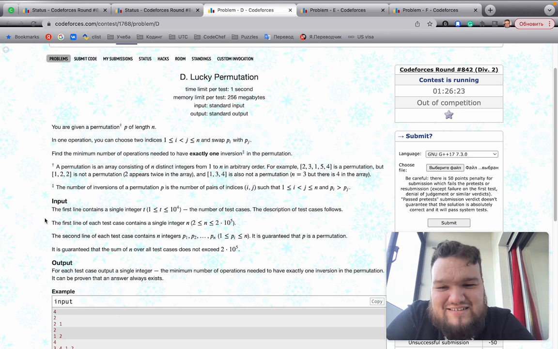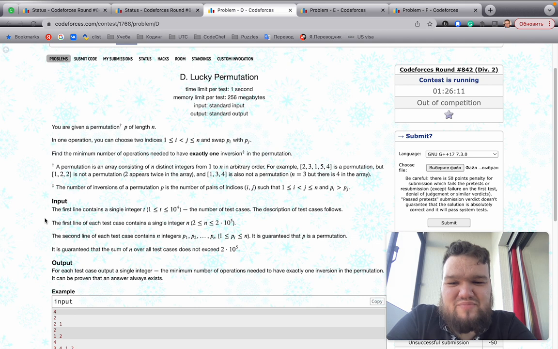That's a cool setting. So we are given a permutation. We can swap 2 elements in one operation, and we want to find the minimum number of operations to have exactly one inversion. So we have to not sort it, but have exactly one inversion.